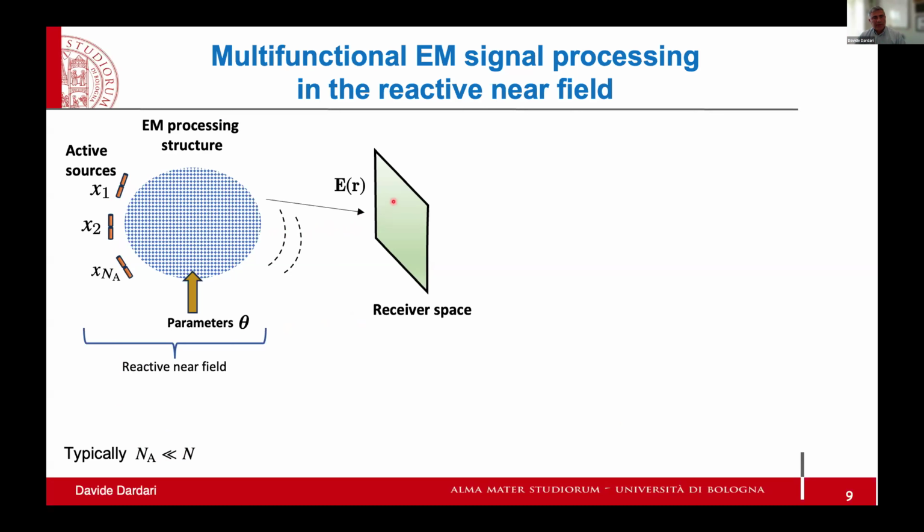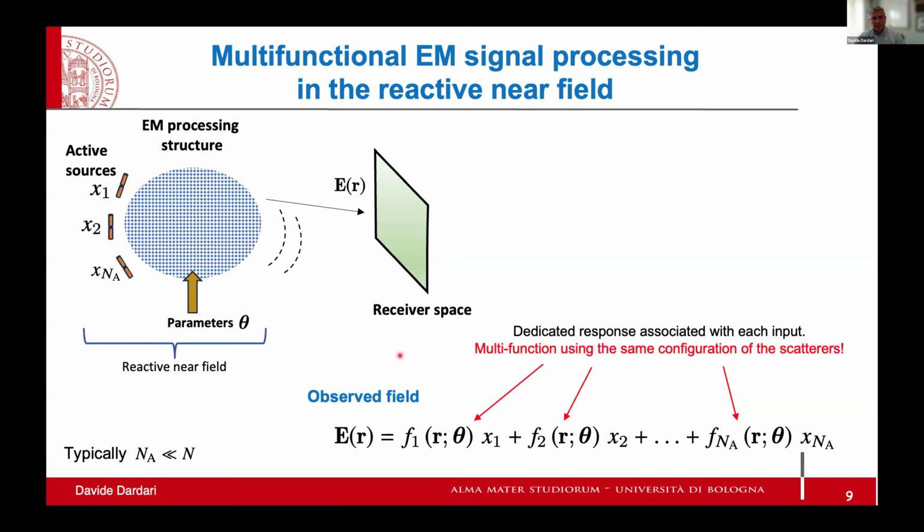We would like to obtain a desired electromagnetic field response observed in the receiver space by properly designing the parameters of the electromagnetic structure in such a way that the observed electric field is a linear combination of the inputs x1, x2, up to x_NA, whereas each input provides a dedicated response, f1, f2, as a function of the space, but using the same configuration. So the problem is finding the configuration theta, so that with the same configuration the signal emitted by active source x1 gives rise to a certain response here, whereas the signal transmitted by a second active source gives rise to a different function, and so on and so forth.